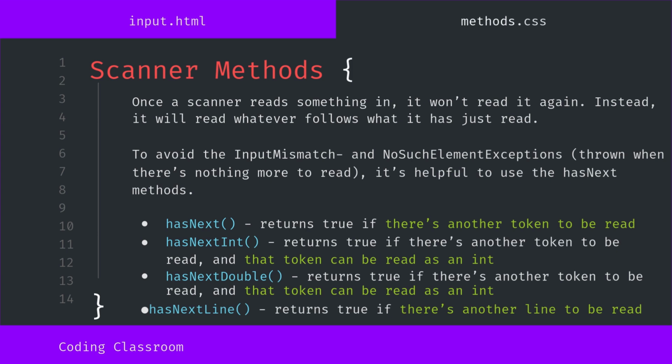hasNextLine returns true if there is another line to be read. This method ensures there is still input before attempting to read a full line with nextLine. Using these hasNext methods allows you to add input validation to your programs. You can ensure that the user enters the correct type of input before attempting to process it, leading to a more robust and error-free program.